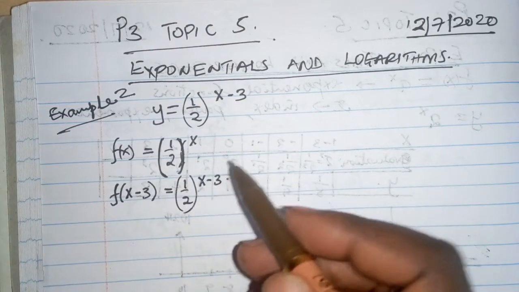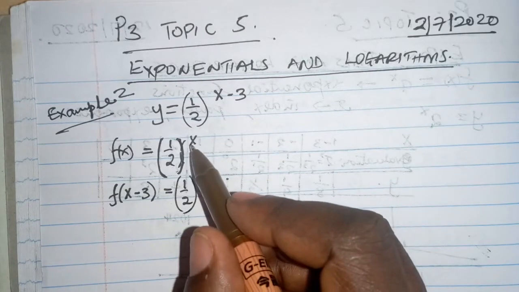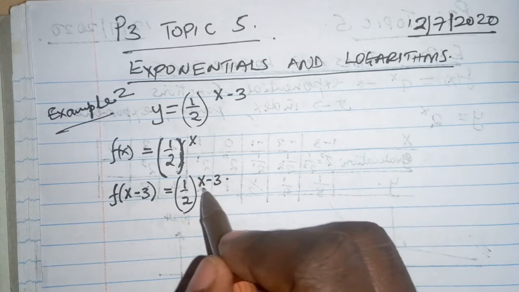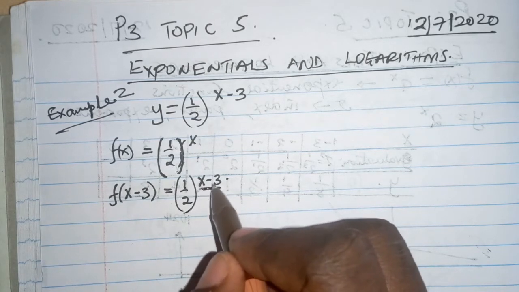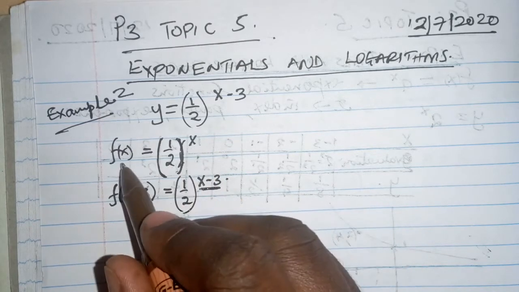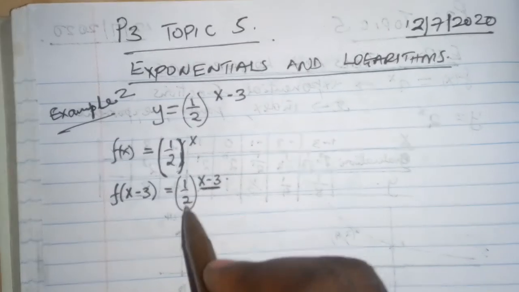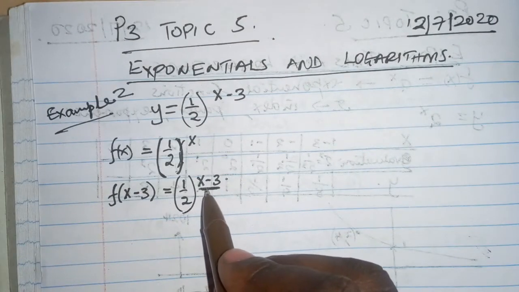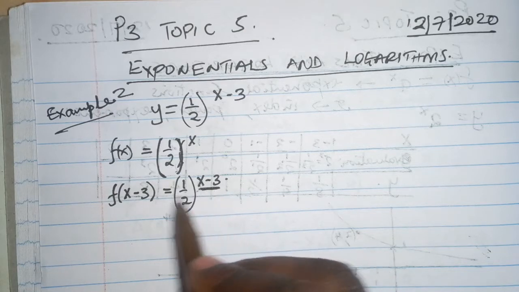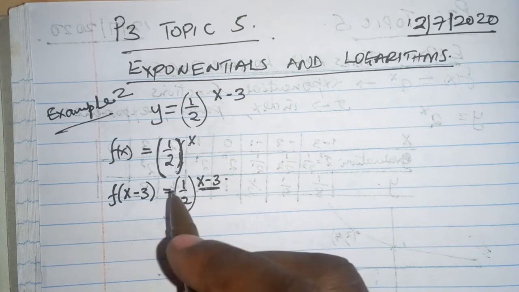Note that it is the index that has changed. The index here was x, and that's why we had the function of x, but the index here is x minus 3. That means automatically that it is f(x minus 3).